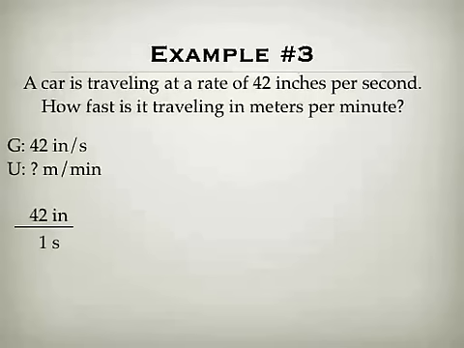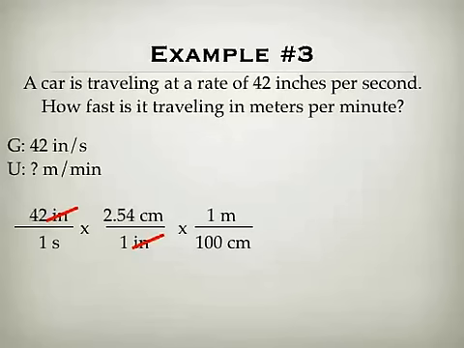So I start with my 42 inches over 1 second. I'm going to start out by converting my inches into meters. I'm going to use the relationship of 1 inch is 2.54 centimeters to start. That gets rid of my inches. And then I'm going to use the relationship of 100 centimeters equal to 1 meter to cancel out my centimeters.